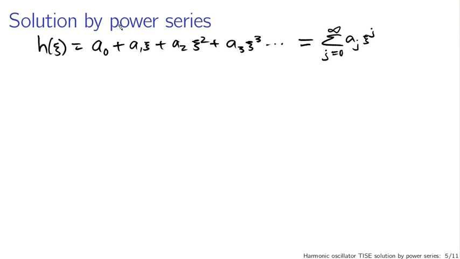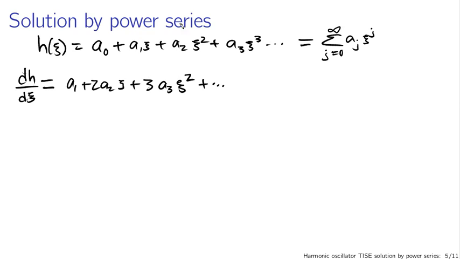In order to substitute this into our differential equation, we're going to need to know first derivatives and second derivatives of this power series. So let's calculate a first derivative, dh d xi. You can look at these terms individually and tell easily what the derivatives are. The derivative of a constant is 0, so this term doesn't appear. The derivative of a1 xi is just going to be a1. The derivative of a2 xi squared is going to be 2 a2 xi. The next term is going to give us a 3 a3 xi squared, etc., just taking the derivative of polynomials one term at a time.